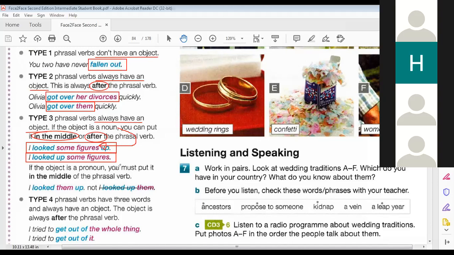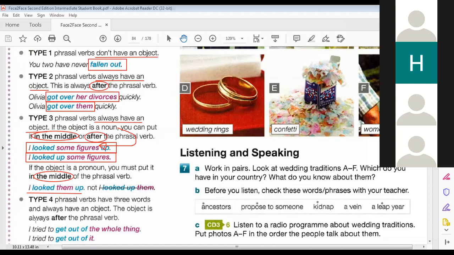But if it's a pronoun you can't do it. If it's a pronoun it has to be in the middle, as shown here. So if you're using the pronoun instead of the noun, it goes in the middle. So, I looked them up. We can't say I looked up them. No. But now we can say I looked up some figures. I looked up some dictionaries. I looked up the answer. That works. But with a pronoun it doesn't work. This is the idea. Okay, so this is type 3.